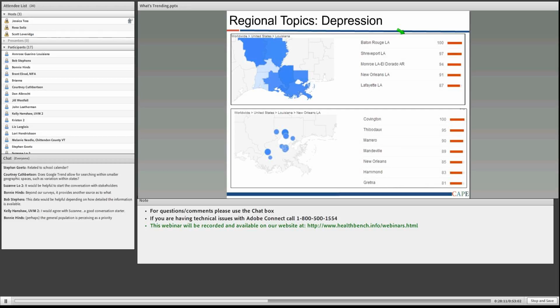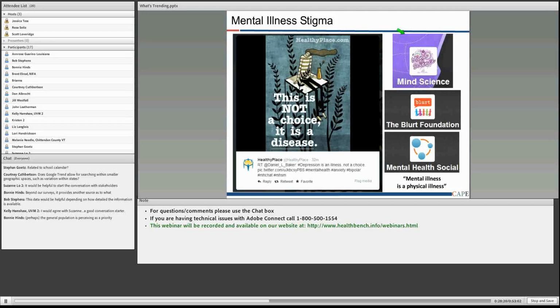Yeah, and it definitely reveals a lot visually, which I think is handy for conversation starters. Okay, cool. Pull my notes back up here real quick.